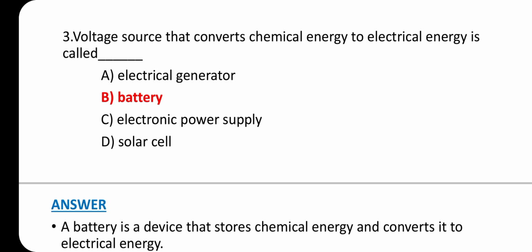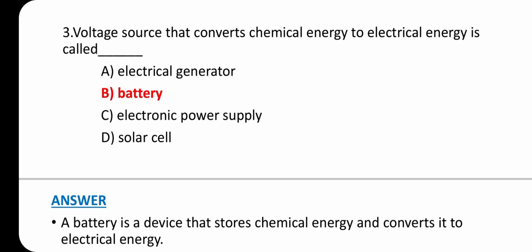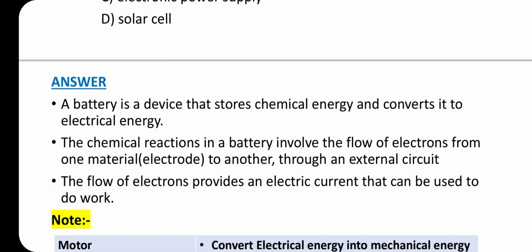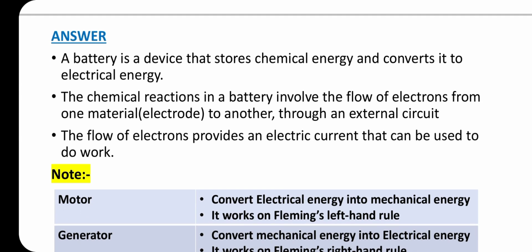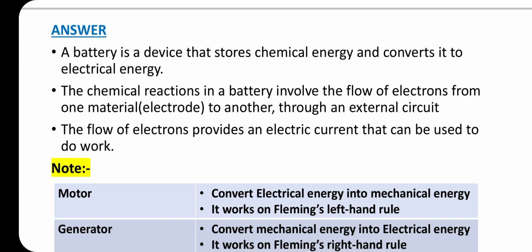Voltage source that converts chemical energy to electrical energy is called, answer B, battery. A battery is a device that stores chemical energy and converts it to electrical energy. The chemical reactions in a battery involve the flow of electrons from one material, that is electrode, to another through an external circuit. The flow of electrons provides an electric current that can be used to do work.